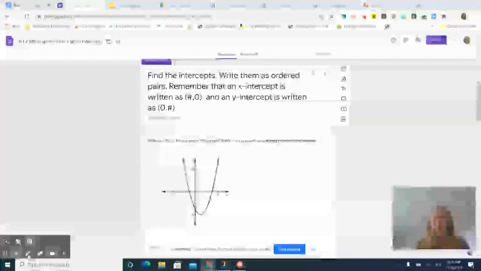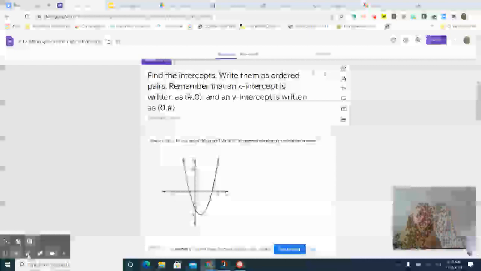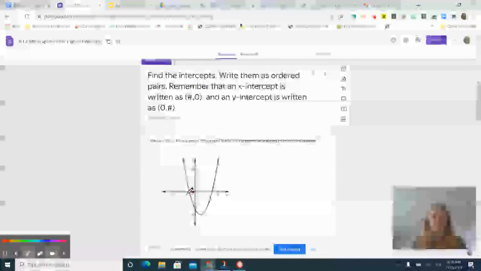So today, ladies and gentlemen, we're going to go ahead for our warm-up and go over what we're looking for, which is x and y intercepts. And we're looking at a couple different shapes. This first one here is a parabola. So we are looking for the places where the parabola crosses the x-axis. So we have here and we have here.